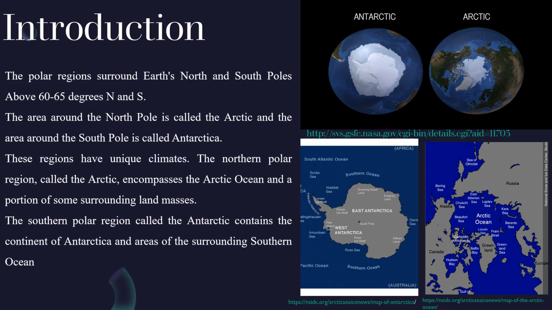So as I was saying, the polar areas surround the north and south poles of the earth, that is above 60 to 65 degrees north and south. The region around the North Pole is known as the Arctic, while the region surrounding the South Pole is known as Antarctica. These areas have distinct climates.